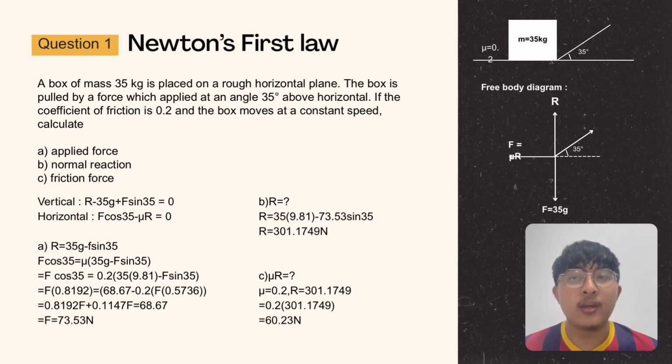And so now B, normal reaction. We have to find what R is. Based on question A, we can find R, which is 301.1749 Newton. And C, friction force. We are given the coefficient of friction equals 0.2. And based on B, we already got R. So 0.2 times R, which is 301.1749, we get 60.23 Newton.